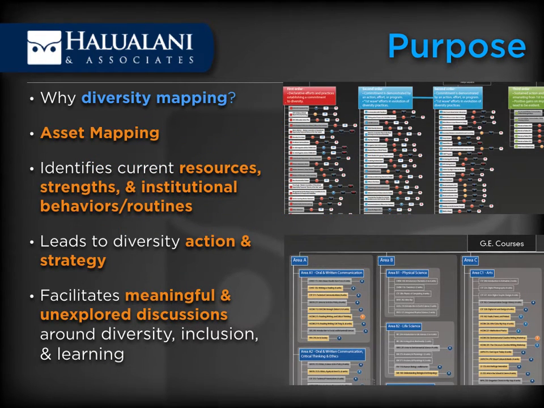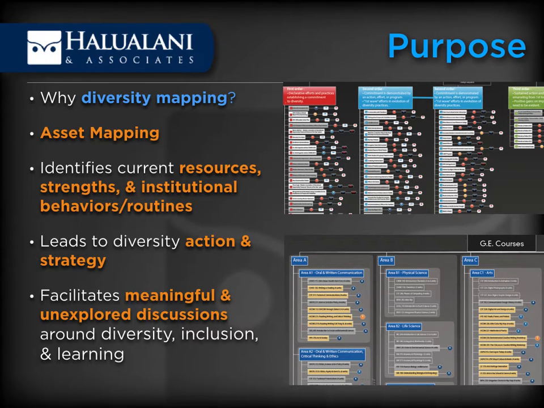So, diversity mapping is something that my team and I developed in 2007, almost 9 years ago to this date. It's a specific research methodology, a diversity methodology that is similar to asset mapping. Asset mapping is where you analyze a particular organization or setting and identify the current resources, the current strengths, and the institutional or organizational behaviors and routines in relation to a particular theme.